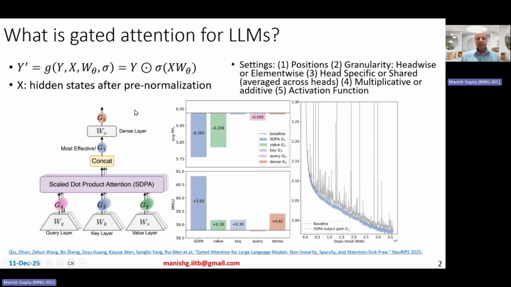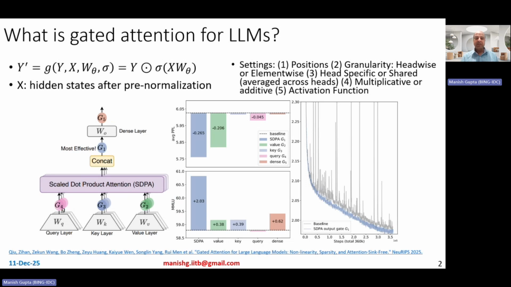Now, in this paper, they try out various settings for how gates can be applied. First, they vary the position. They try out gates at various places, as you can see here, 5 different places. They also try out different granularity of the gates. The gates can be applied head-wise or element-wise. So you could say that for the entire head, I'm going to use the same values, or you could apply a different gate value for every position separately.